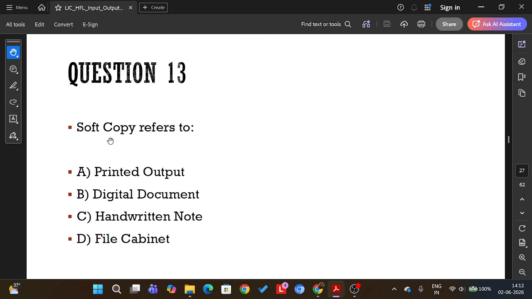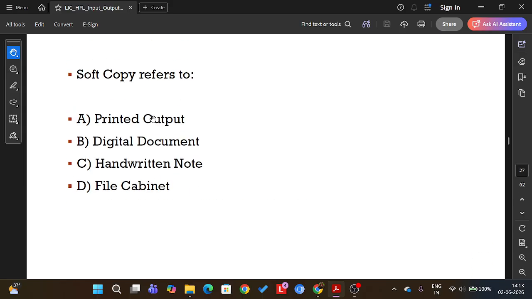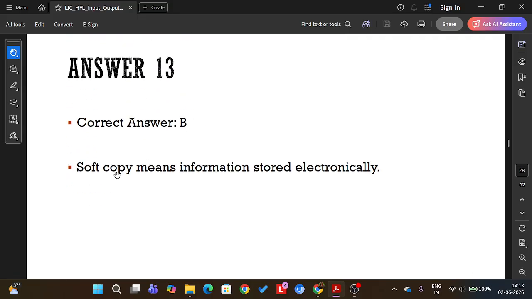Question 13. Soft copy refers to printed output, digital document, handwritten note, file cabinet. Soft copy, as we all know, is something which you cannot hold by hand. That means it is a digital document. So soft copy means information stored electronically. That means you cannot hold it in your hand. In some electronics, it is being stored.